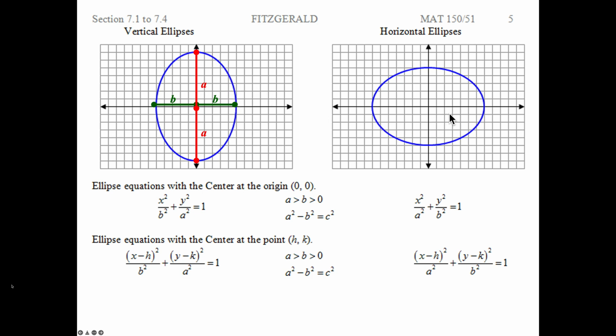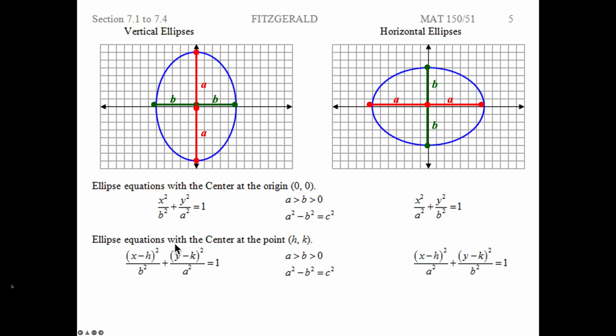If we're looking at a horizontal ellipse, notice now the a squared is underneath the x squared. B squared is underneath the y squared. So now I count left and right A and up and down B. Where that A is located, again, it's the biggest value underneath the x. You count left and right like the x-axis.